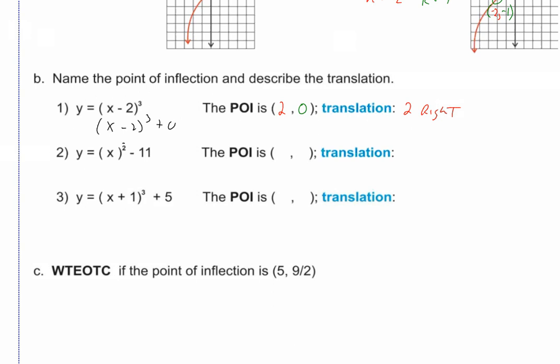And so this is supposed to be a cubed here. So let's change that to cubed, because you would have a vertex if it was a square. You have points of inflection for cubes. All right, so that's supposed to be cubed.